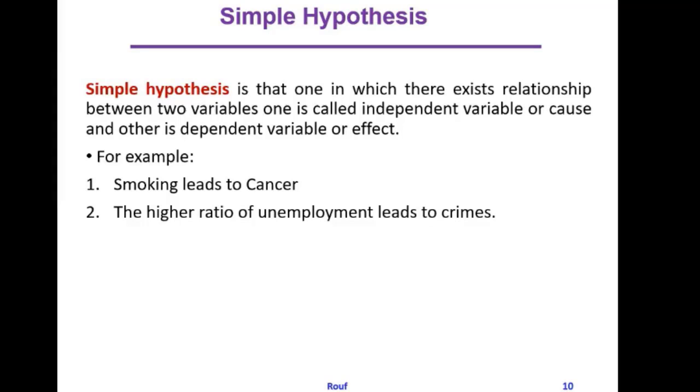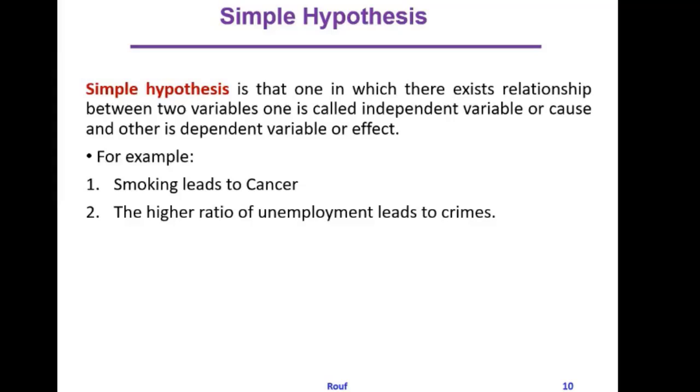Simple hypothesis. What is a simple hypothesis? A simple hypothesis is one in which there exists a relationship between two variables. One is called the independent variable or cause variable, and the other is the dependent variable or effect variable. For example, smoking leads to cancer. Smoking is the independent or cause variable, and cancer is the dependent or effect variable.